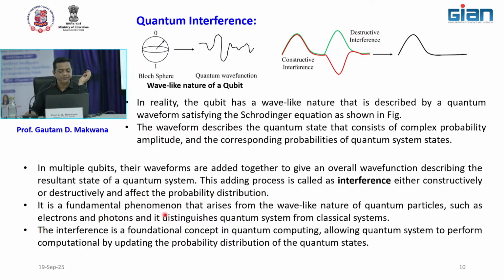It is a fundamental phenomenon that arises from the wave-like nature of quantum particles, such as the electron and photon, and it distinguishes quantum systems from classical systems. Interference is a foundational concept in quantum computing, allowing the quantum system to perform computation by updating the probability distribution of the quantum state.